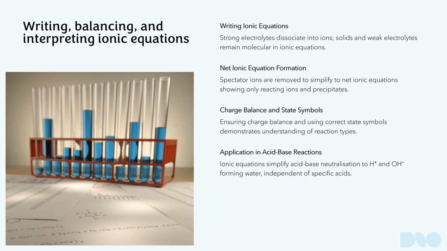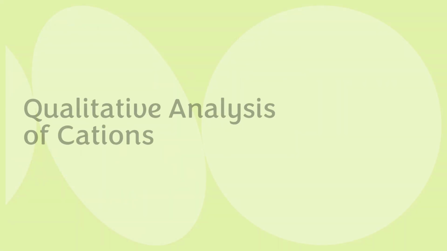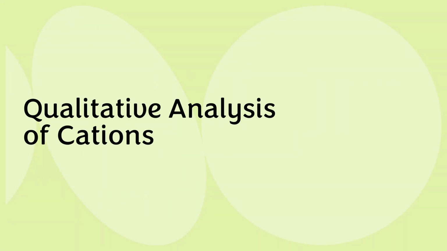For example, in the reaction between aqueous lead nitrate and potassium iodide, both compounds dissociate fully, so Pb²⁺, NO₃⁻, K⁺, and I⁻ ions are shown. The precipitate, lead iodide, is written as a solid. Once the full ionic equation is written, spectator ions, those that appear unchanged on both sides, are cancelled to produce the net ionic equation.